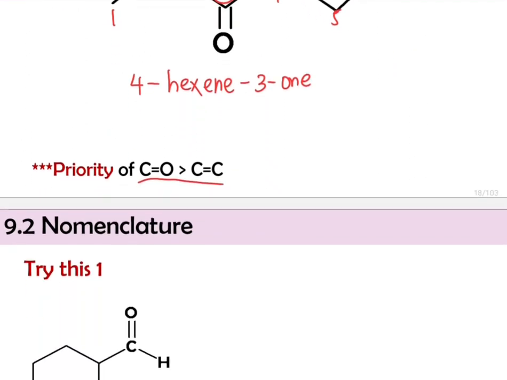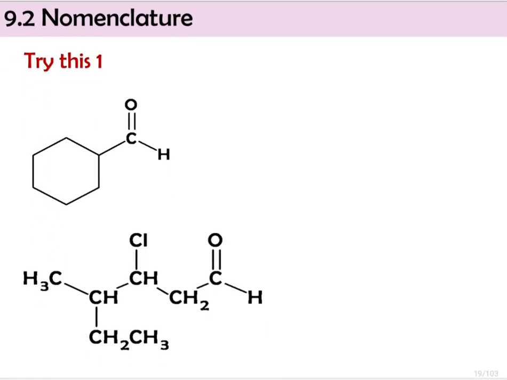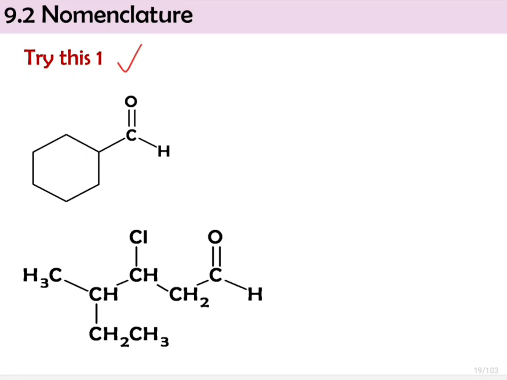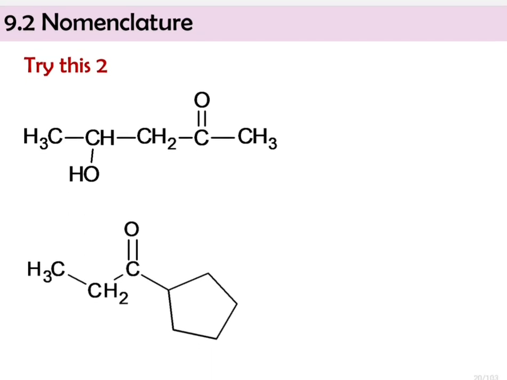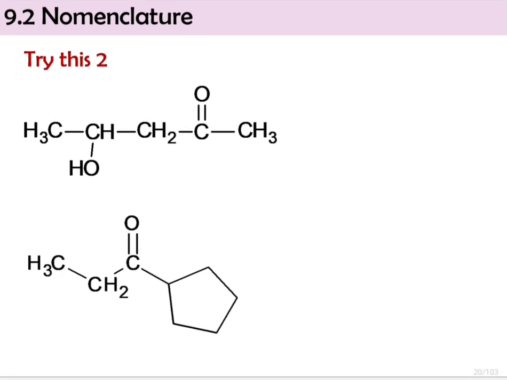Apa yang tinggal adalah try this one and try this two. So, for try this one, you have 2 aldehyde compounds. So, I want you to give the name for these compounds. And for try this two, you have 2 ketones. Okay, so namakan 2 compound ini.